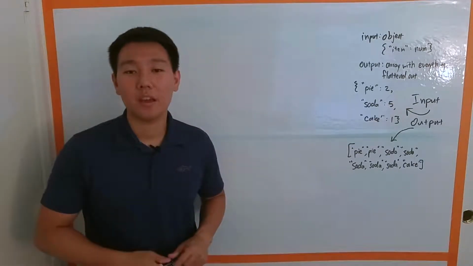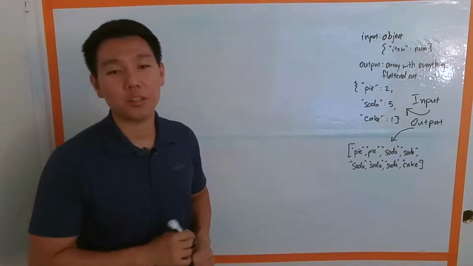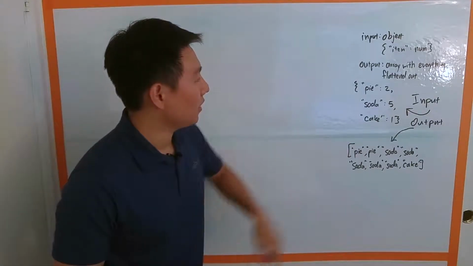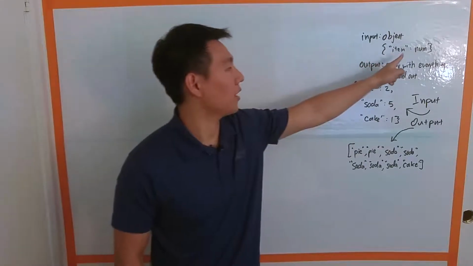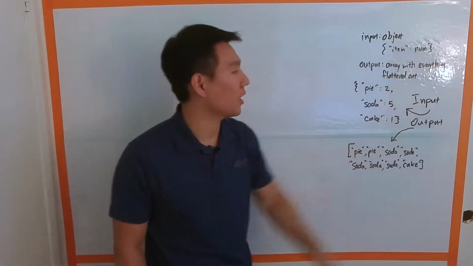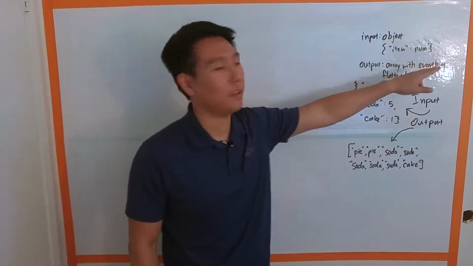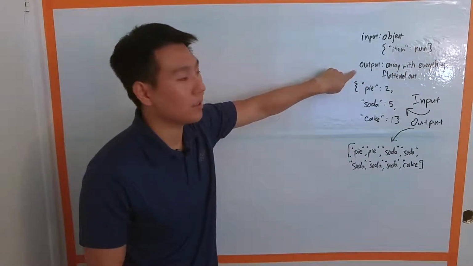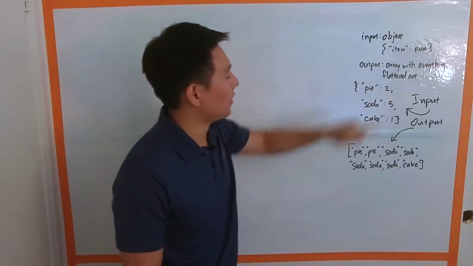I'm David Kim, and today we're going to go over an algorithm question dealing with going through objects. The input's an object, and it's going to have an item and the number of times the item, or just a number, and that's going to represent how many items you want to put in the array, which is the output. An array with everything flattened out, that's what it means.